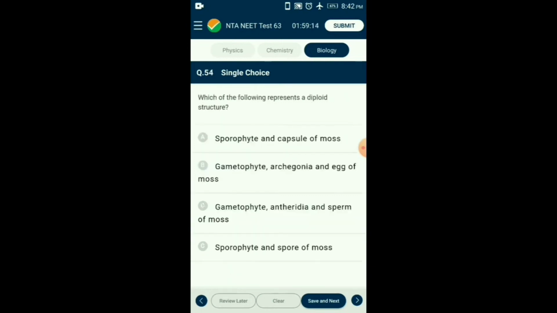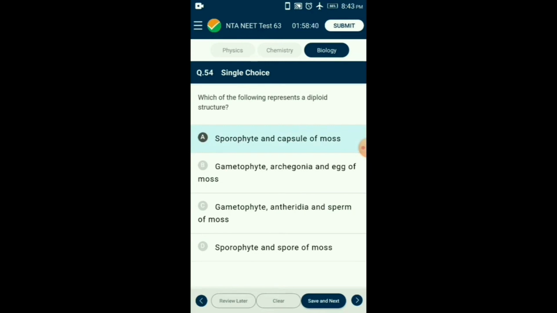Question number 54. Which of the following represents a diploid structure? In moss, the main plant body is the haploid gametophyte, and after sexual reproduction, it produces the diploid sporophyte, which consists of foot, seta, and capsule. The capsule consists of diploid sporogenous tissue, which undergoes meiosis to form haploid spores. So the answer is option A. Sporophyte and capsule of moss.